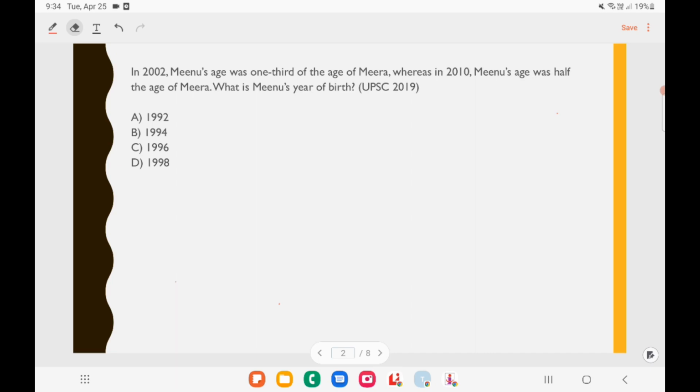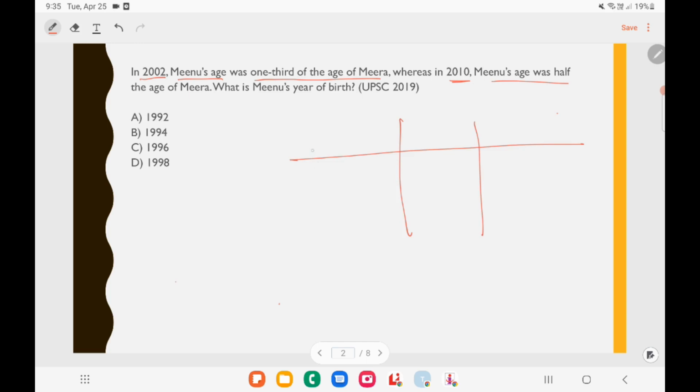Here the question is: in 2002, Meenu's age was 1/3 the age of Meera, and in 2010 Meenu's age was half that of Meera. Now what is Meenu's year of birth? When was Meenu born? That is what we need to find out. If you get questions like this on age, just draw different columns like this.